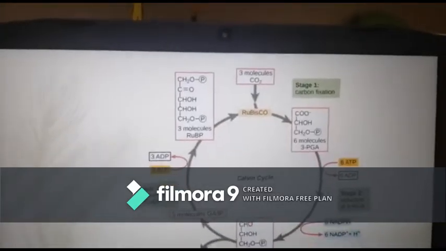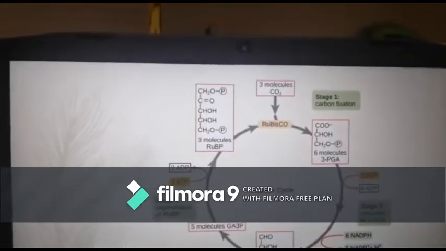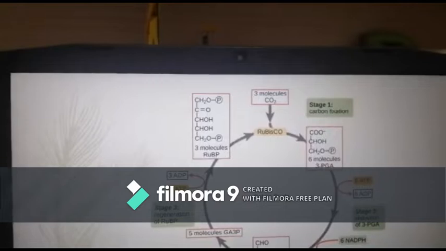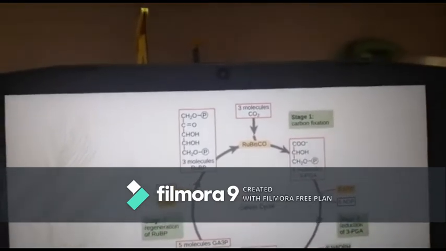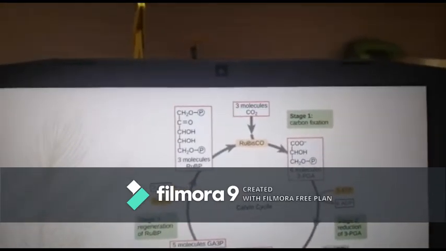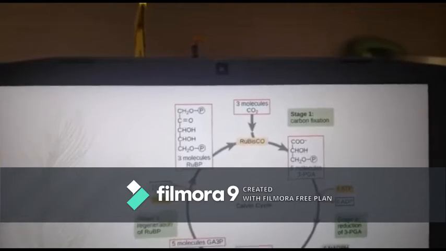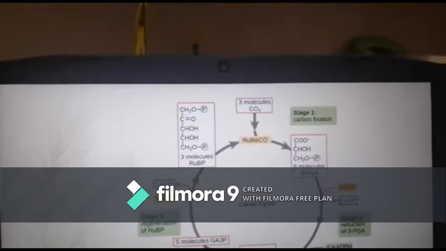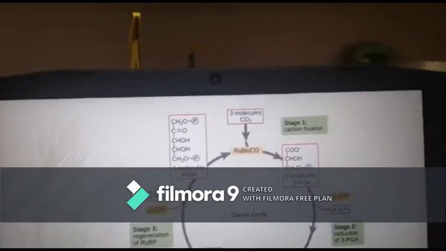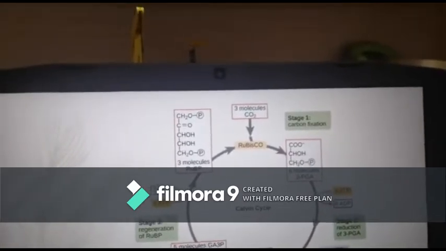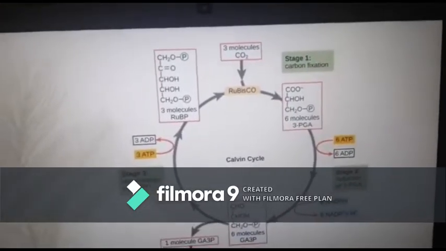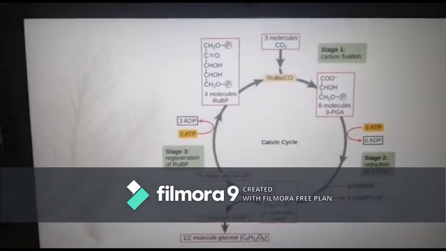The number of carbon atoms remains the same as the atoms move to form new bonds during the reaction. This process is called carbon fixation. Why? It is because the carbon dioxide is fixed from an inorganic form into organic molecules. The second stage is reduction, which is the reduction of 3-PGA.